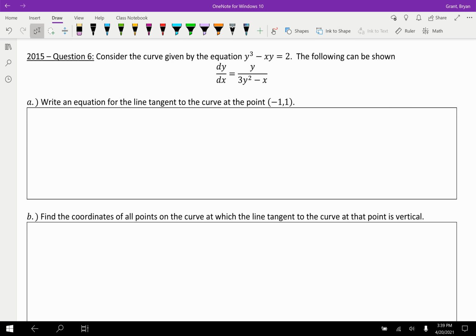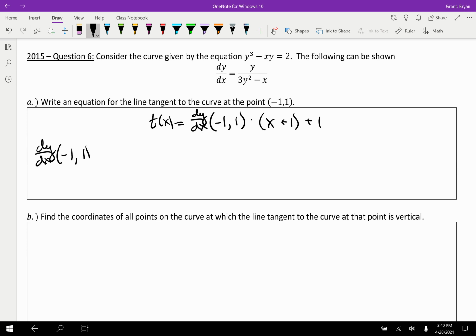It's much more recent than the one on the previous page. Let's see how things have changed. Write an equation for the line tangent at (-1, 1). Okay, well, we need to find the value of the derivative here, which they've called dy/dx. So we need to find dy/dx at the point (-1, 1). I included both x and y because the derivative uses both x and y, times x plus 1 plus 1. All right, just a little side note over here, dy/dx at (-1, 1) equals 1, 3 times 1 squared minus -1.